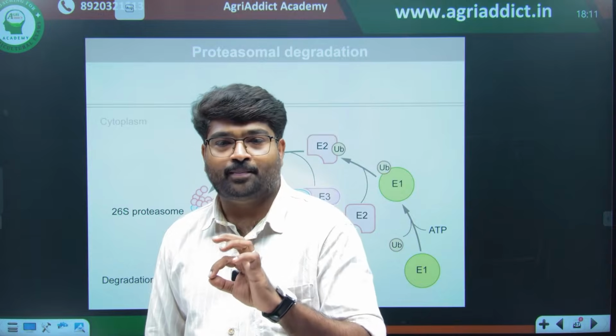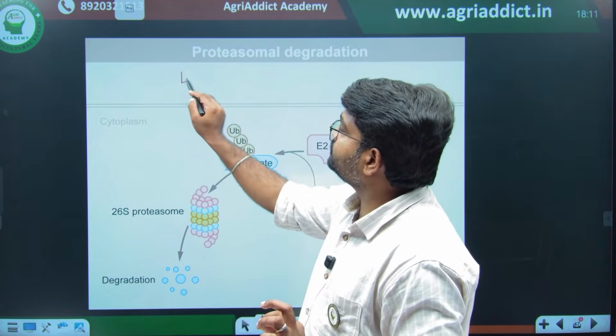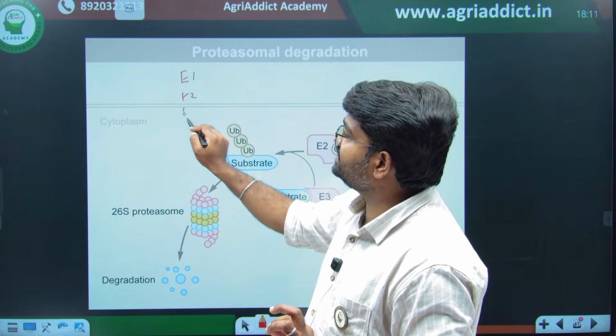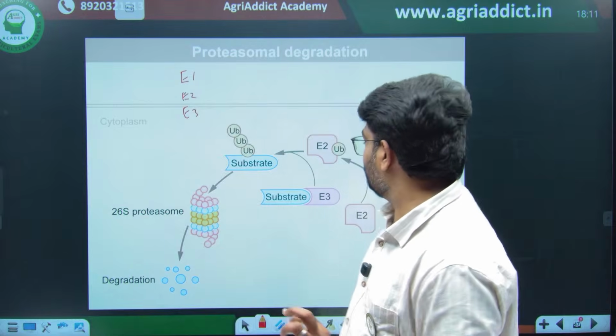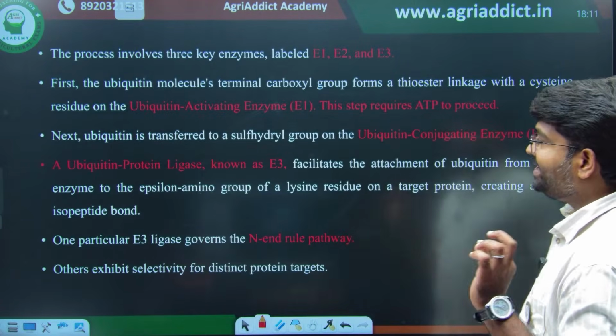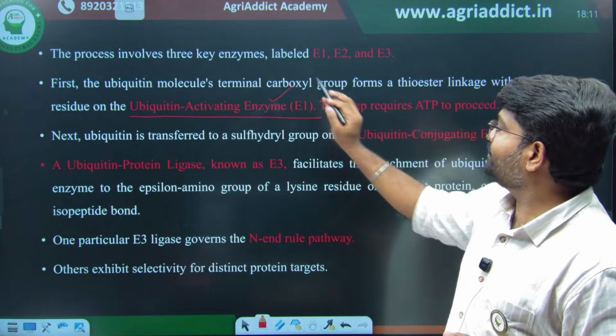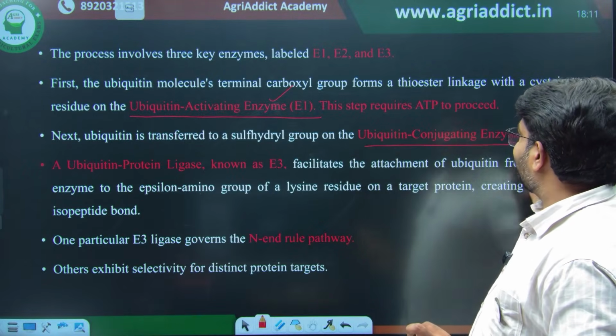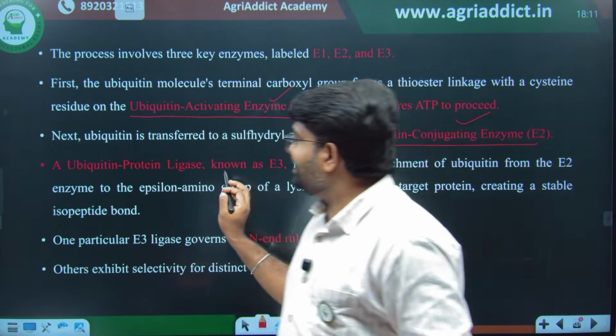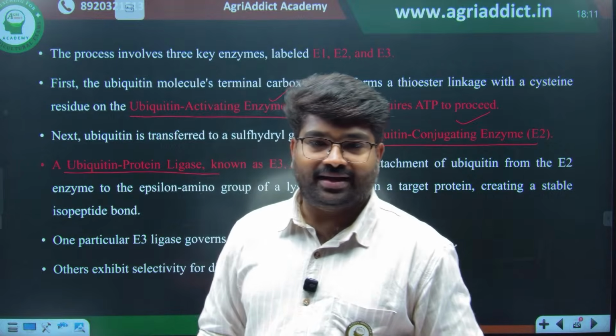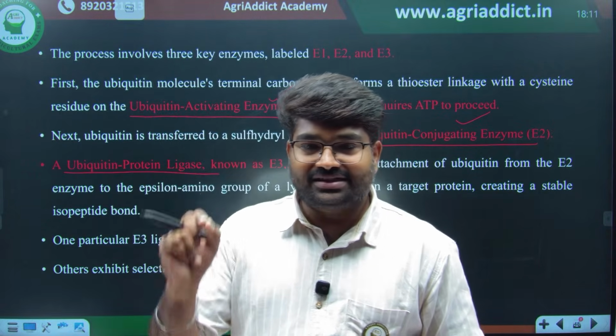They have given the name. What is enzyme E1, what is E2 and what is E3? This they asked. Okay, you just remember. E1 is ubiquitin activating enzyme. Then E2 means ubiquitin conjugating enzyme. E3 means ubiquitin protein ligase enzyme. Okay, this is very important.